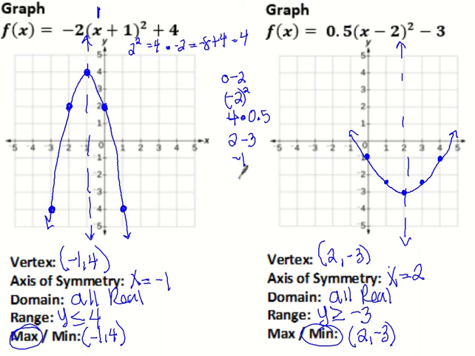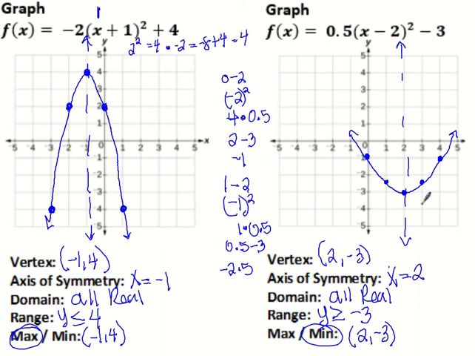I can plug in 1, same idea. 1 minus 2 is -1. Square it, I get 1. Times it by 1/2, I get 1/2. And minus 3 should be -2.5. And if you look, 1, -2.5. So it's up to you on which way you want to do it. But you can see my points do work.